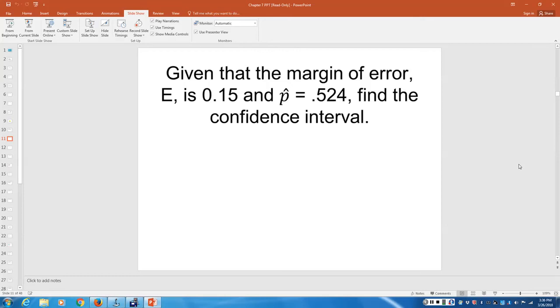So as an example, given that we know the margin of error, E, is 0.15, and that some value we're going to call P hat, that's a sample proportion, is 0.524, we're going to find the confidence interval.